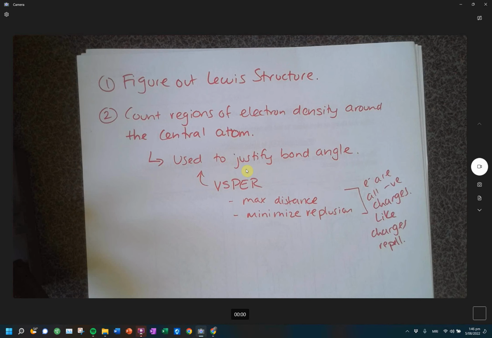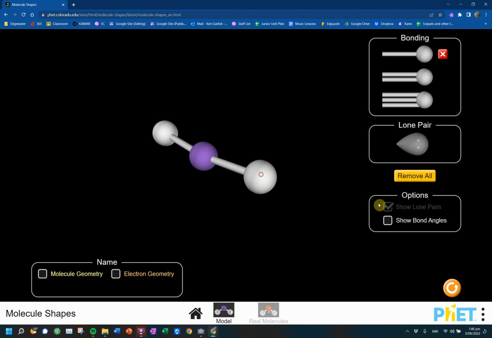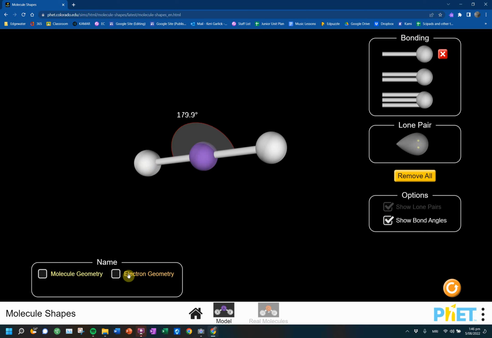All right, let me show you the PhET program just to help us visualize what's going on. For example here, we'll show the bond angles as well. That kind of helps us out. We won't worry about shapes at this point. So you see here how this is 180 degrees.